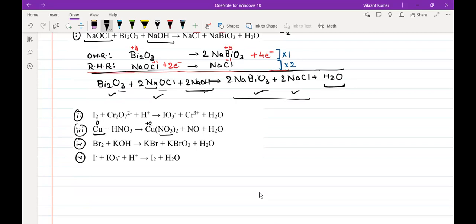Now if you see the nitrogen of this one, this will be coming +5. And here in NO, N is having +2 oxidation state because oxygen is -2, right? So copper is the functional atom and nitrogen is the functional atom. Okay.